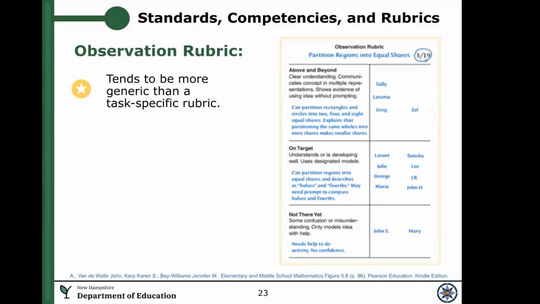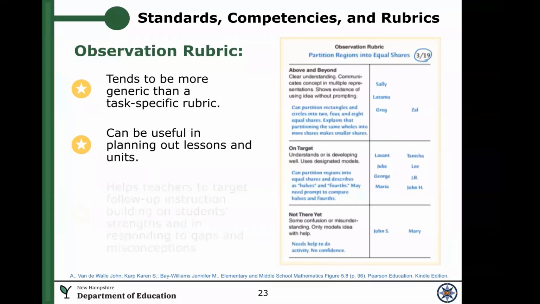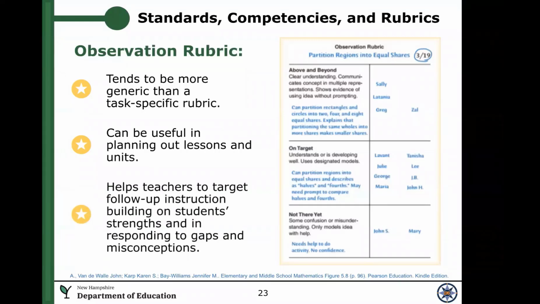So this is a little bit more generic than a task specific one, but it can be useful in planning out your lessons. Where are students? Am I still looking at my whole group? Am I looking at a little group? Who has it and who doesn't? And then you're able to build upon student strengths and respond to any sort of gaps or misconceptions that students may have.